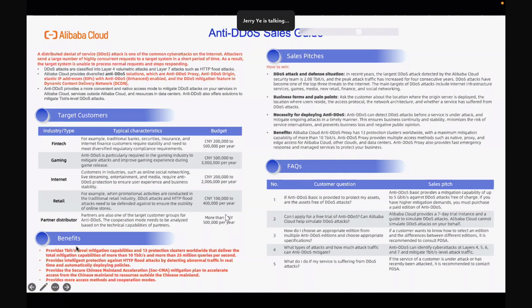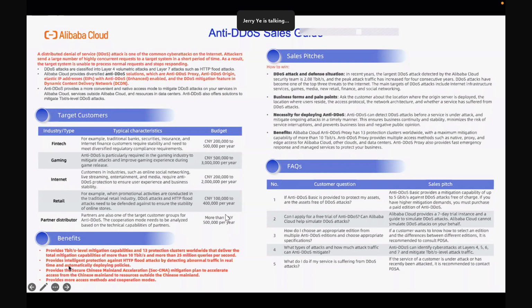Okay. So for the benefits, if the customer is using Alibaba Cloud anti-DDoS solutions, we can provide TB level mitigation capabilities. And in our history, the largest DDoS attack that has been recorded is 2 TB. All the mitigation capabilities rely on the 13 protection clusters worldwide, which deliver total mitigation capabilities of more than 10 TBs and more than 25 million QPS.